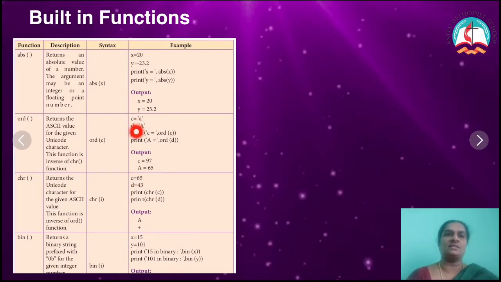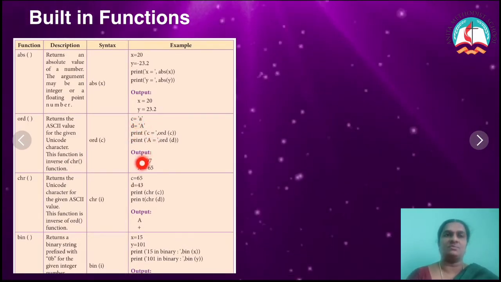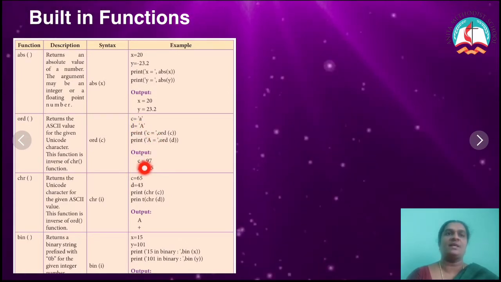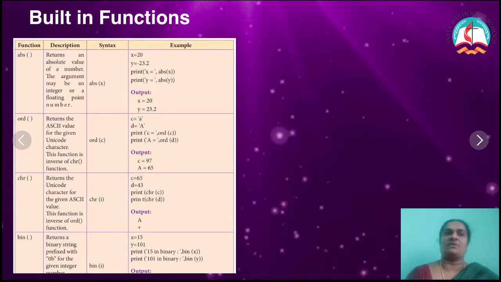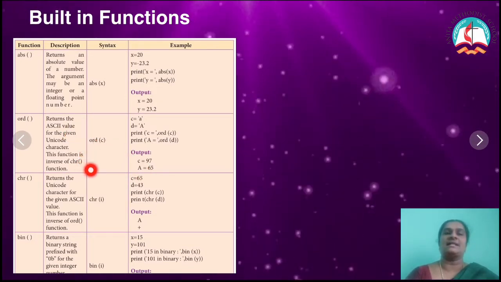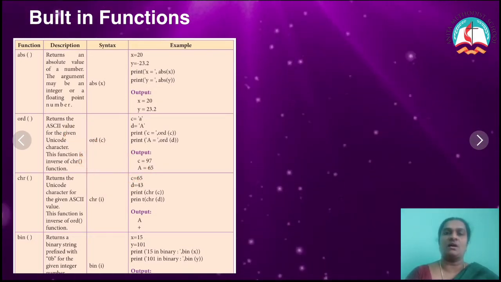For example, c is equal to small a. The small a value is 97 and capital A value is 65. Already we have learnt in C programming language. It returns the ASCII value, that is called as ORD.